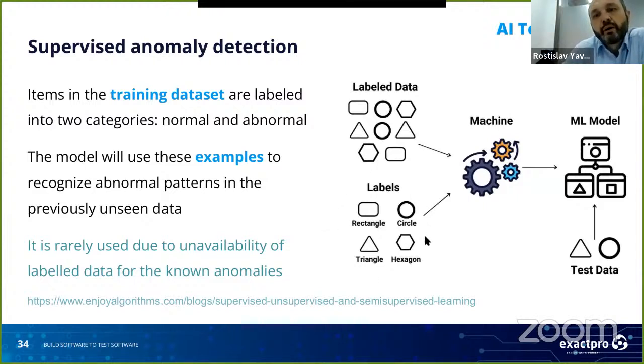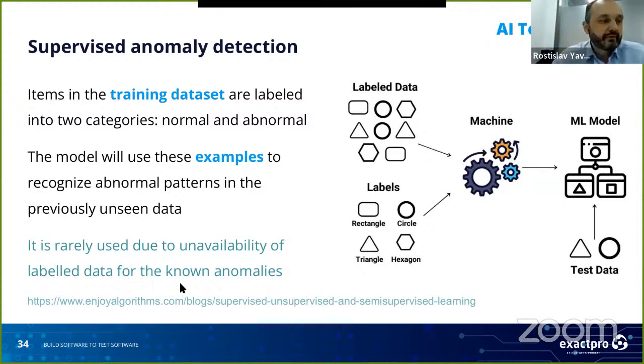But here you already know a priori, before you start, the set of predefined labels. And in some sense, it's exactly what we have in anomaly detection. We have just two labels, like normal and not normal. The problem of applying this approach to anomaly detection is having labeled data. You can easily build a huge data set which is labeled as normal. But it's difficult to build a good labeled data set of not normal behavior. That's why this approach is rarely used, due to the non-availability of labeled data for the known anomalies.